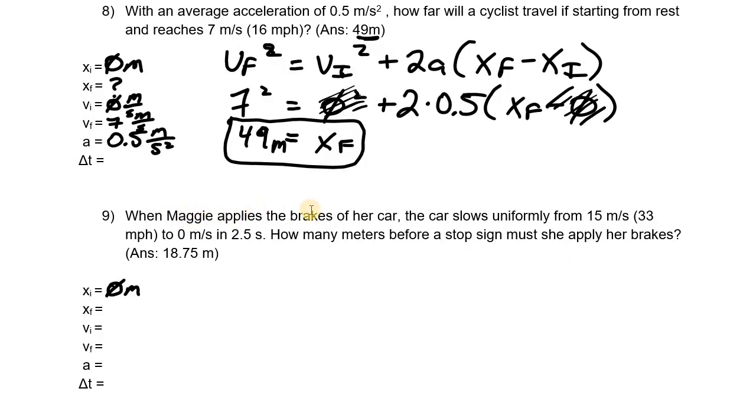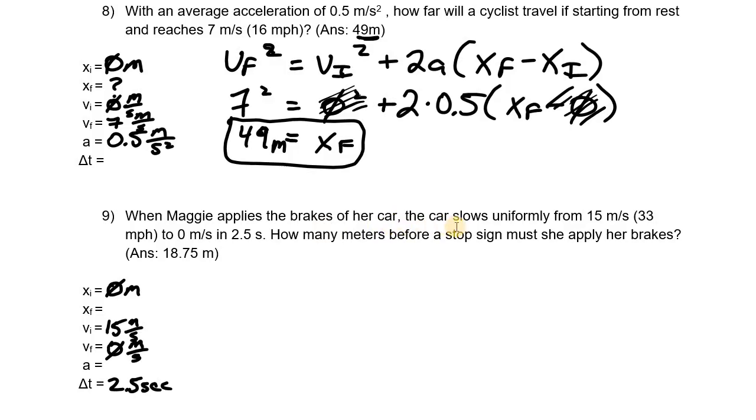All right, she slows uniformly from this velocity down to this velocity. We know it's a velocity because it says meters per second. So what is this 15 meters per second actually representing? Is that the initial velocity or final velocity? She's uniformly slowing down from 15 meters per second to 0 meters per second. Hopefully you're saying to yourself that the 15 is her initial velocity, and the 0 is her final velocity. And we have 2.5 seconds, that's the time span that she's doing it in.